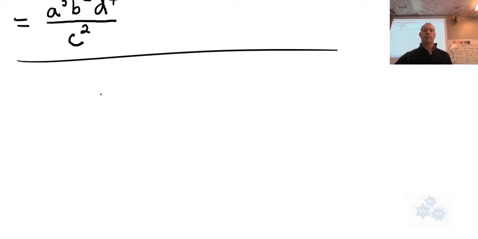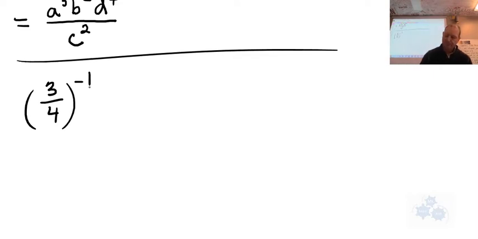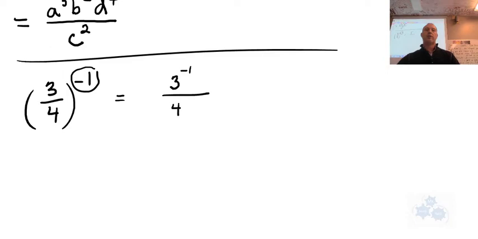Continuing on. Okay, what happens if we have fractions? What happens if we have 3 quarters to the power of negative 1? How do you deal with this? Well, what you could remember is when you have a fraction and you have an exponent, that exponent applies to the numerator and the denominator. So this is actually 3 to the negative 1 divided by 4 to the negative 1. Everybody okay with that?